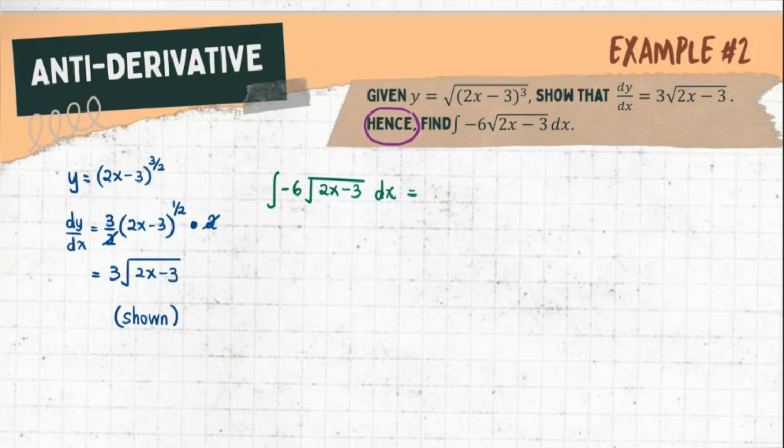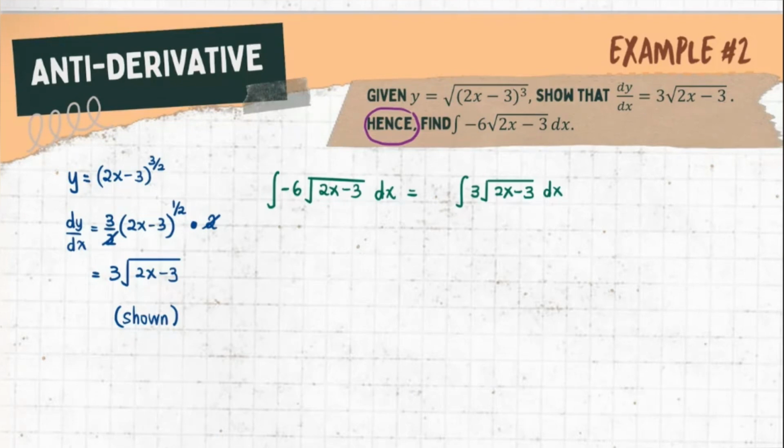So first of all, saya akan write dahulu integrate 3 square root of 2x minus 3. Okay, sebab kita dah tahu bila integrate this function, kita akan dapat balik y yang atas ni. Okay, so kita nak guna pakai jawapan tu.